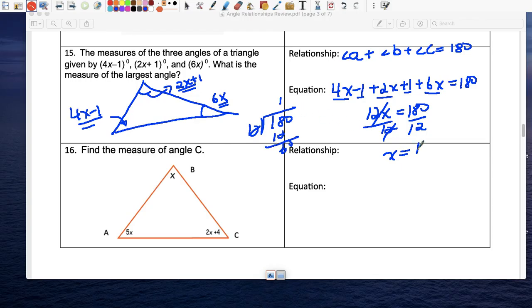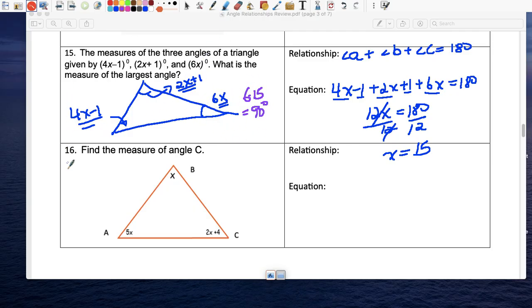15. Okay. So now that I know the value of the variable, I can come back here, plug it in, and find the largest angle. So this one is 6x, or 6 times 15, which is going to give me 90. So this angle measures 90 degrees, not to scale, okay? Obviously now I can draw a different triangle, but right now it measures 90.